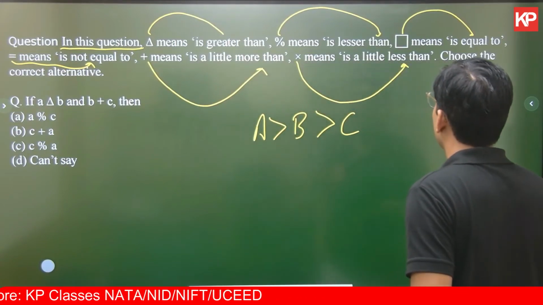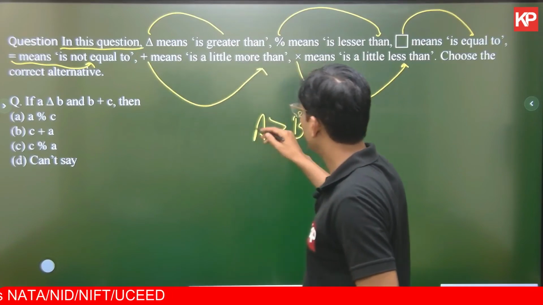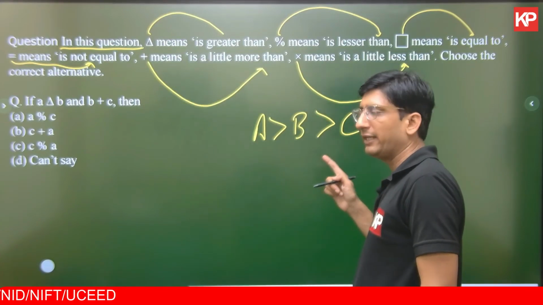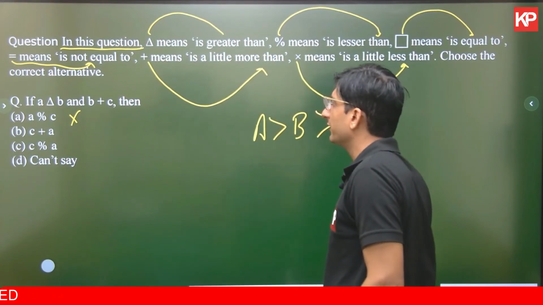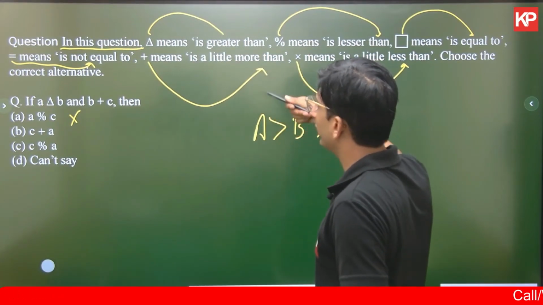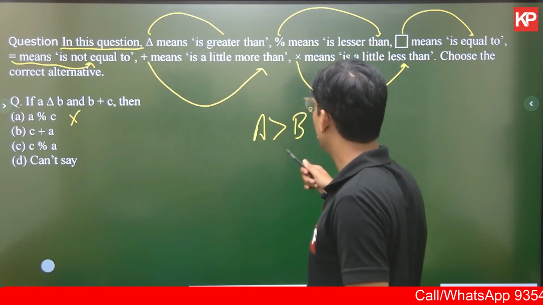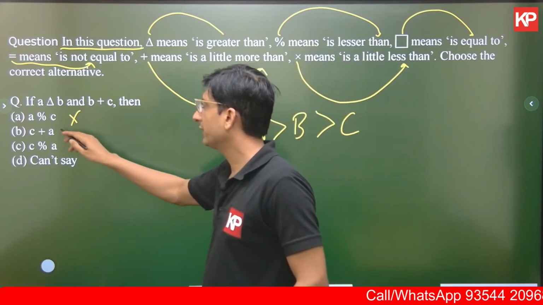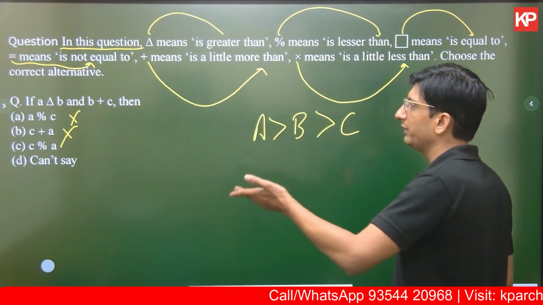So percent basically means lesser than. That means a is less than c, but you can see a is not less than c, a is greater than c. So that means the first one is wrong. Second is c plus a. So plus basically means little more. So c is little more than a. Again, no, c is not little more than a; a is greater than c, but this one is reverse.